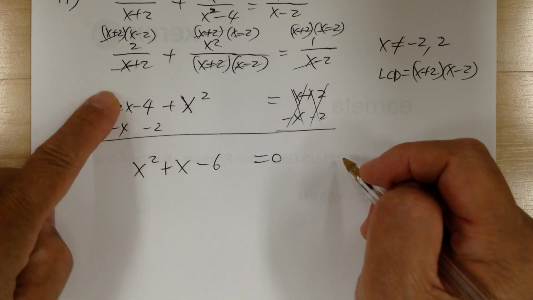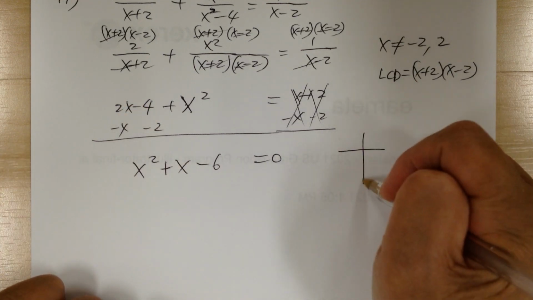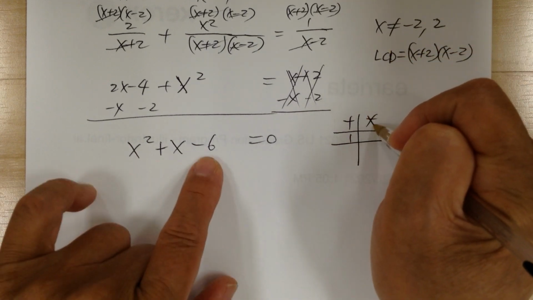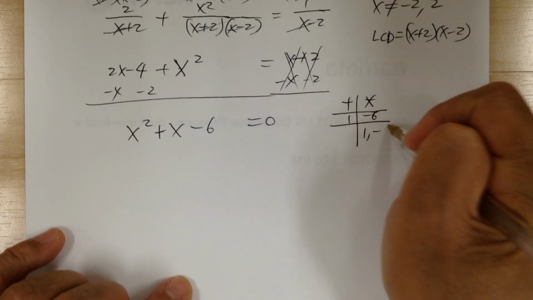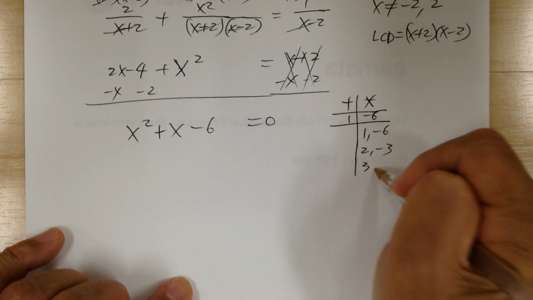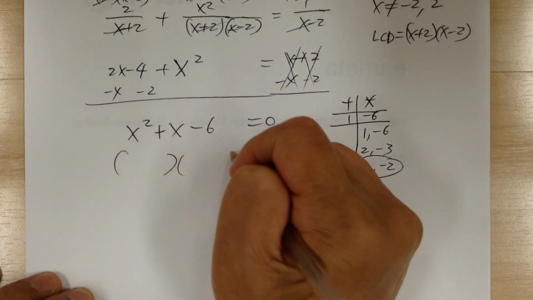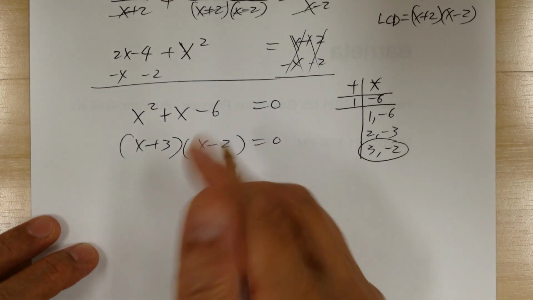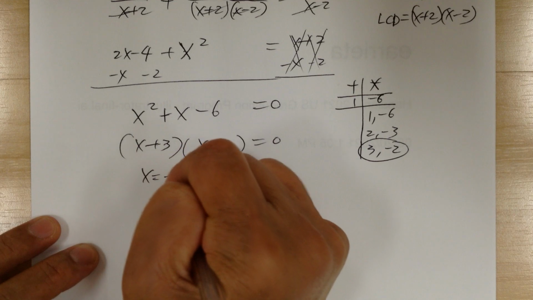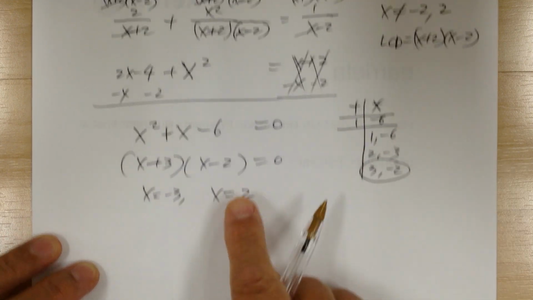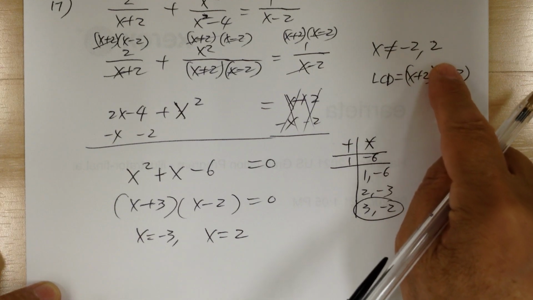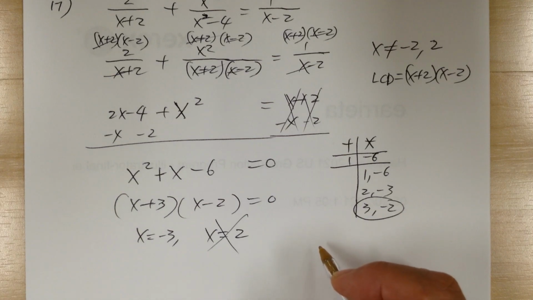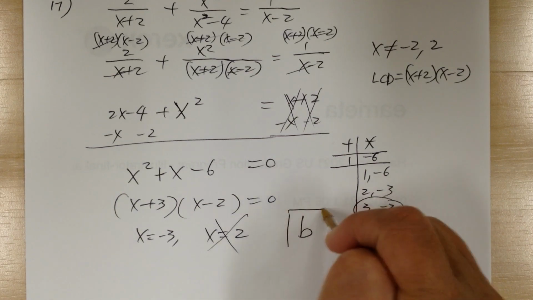So this would be factoring step 4. You need to add to get 1, and multiply to get negative 6. So you got 1, negative 6; 2, negative 3; 3, negative 2, and that's the correct combination. So you're going to get x plus 3, x minus 2. From here, you're going to solve. So x equal to negative 3. From here, x equal to 2. But 2 is not allowed. If you look over here, that's your restricted value. x cannot equal 2, so this answer is no good, so you cross it out. So the answer you get is answer B.